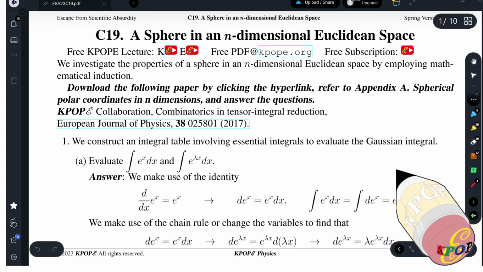C19, a sphere in an n-dimensional Euclidean space. At the end of this lecture, you will be able to evaluate the surface area and volume of a sphere defined in an n-dimensional Euclidean space. It is not restricted to 2D or 3D. It is a general expression for n dimensions.